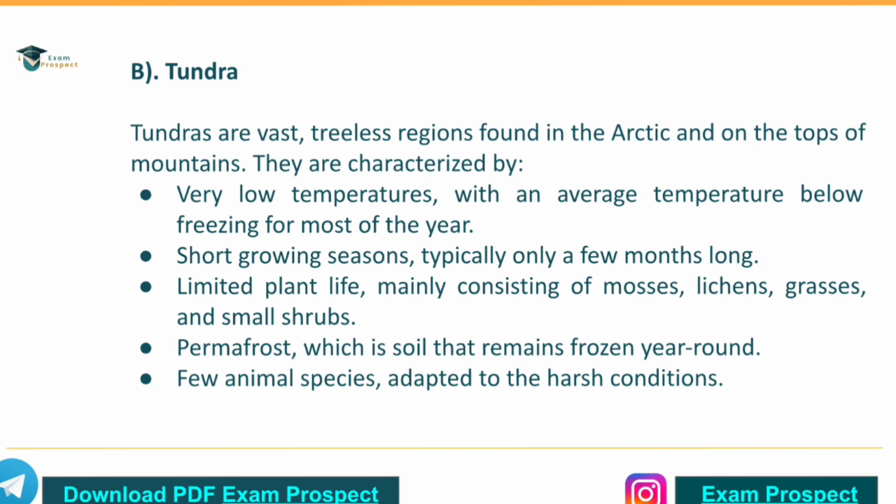Here, tundras are vast treeless regions found in the Arctic and on the tops of the mountains. They are characterized by: 1. Very low temperature, with an average temperature below freezing for most of the year. 2. Short growing seasons, typically only a few months long. 3. Limited plant life, mainly consisting of mosses, lichens, grasses, and small shrubs. 4. Permafrost, which is soil that remains frozen year-round. And the last one is few animal species adapted to the harsh conditions.